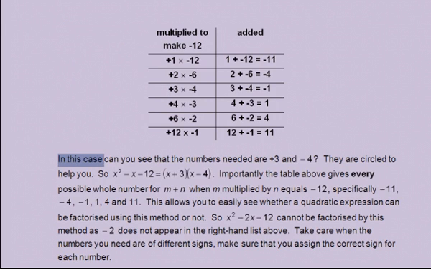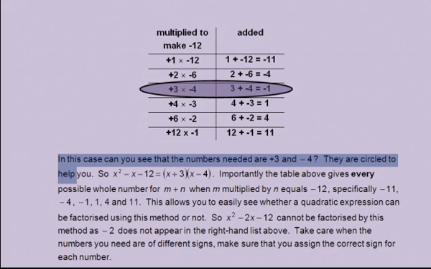In this case, can you see that the numbers needed are plus 3 and minus 4? They are circled to help you. So, x squared minus x minus 12 equals x plus 3 times x minus 4.